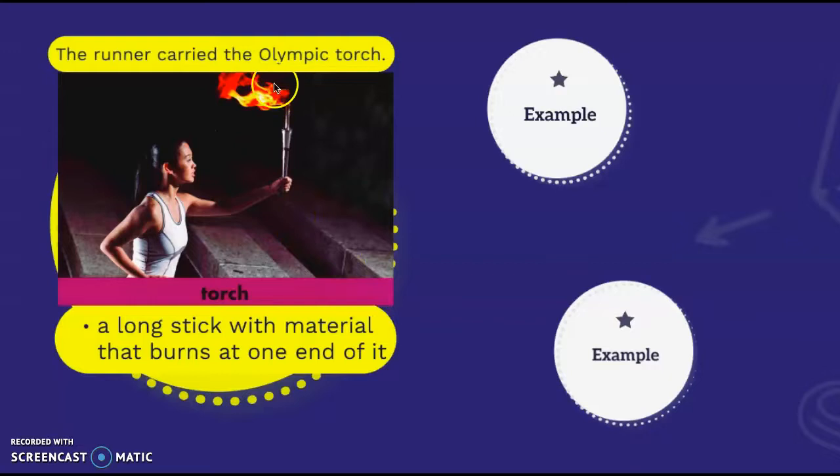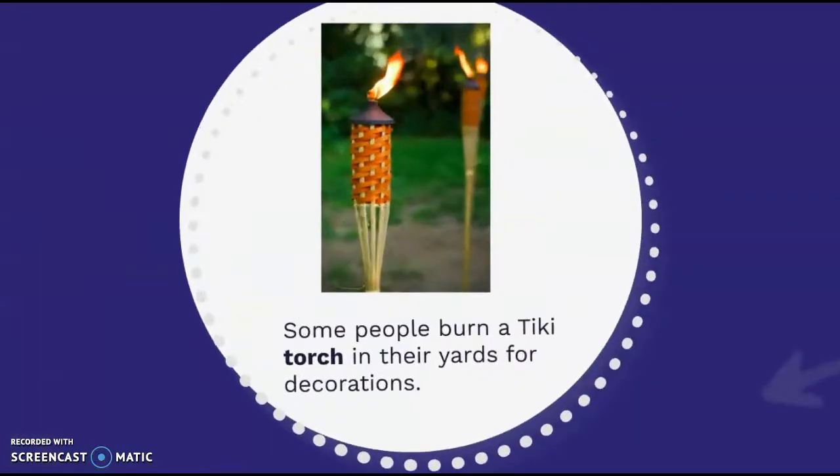So torch, you can see there's fire on one end. Some material, something inside is making it burn for a long time. My example was some people burn a tiki torch in their yards for decoration. Maybe you've seen these in people's backyards. Sometimes they keep mosquitoes away, whatever you need to use them, but see how it is burning on one end, and there must be some material inside that keeps it burning.